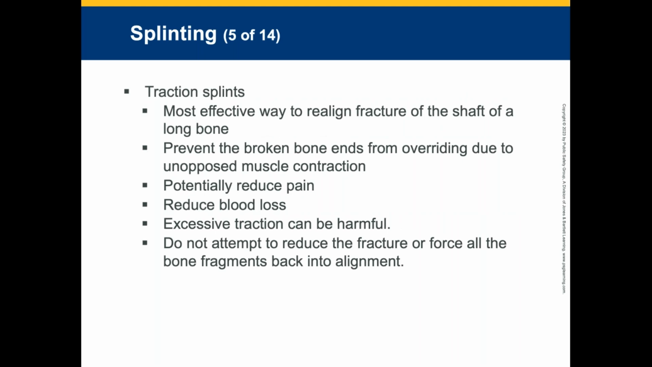As far as traction splints go, they are the most effective way to realign a fracture of the shaft of a long bone. With this, you prevent the bone ends from overriding due to opposed muscle contraction. Remember, we're only using traction splints on mid-shaft closed fractures. It potentially reduces pain and reduces blood loss. Excessive traction can be harmful, so you only pull enough till they start feeling relief. Do not attempt to reduce the fracture or force the bone fragments back into alignment. Pull enough until you get relief from the splint itself. That's where we stop from there.